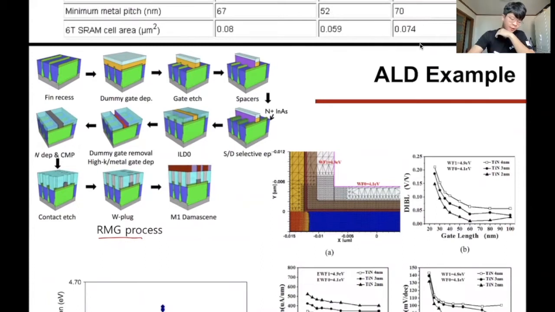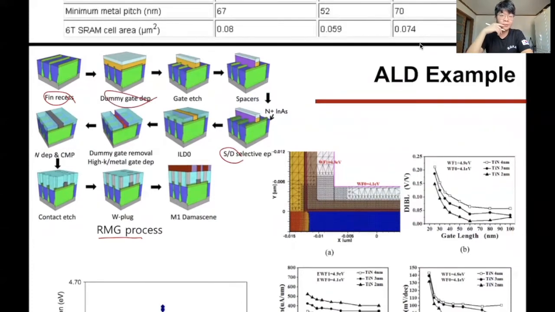After we shape the fins, we also deposit the gate, and then spacers. After we put the spacers, we grow the source and drain strain. After we etch the fin, we grow the source and drain epitaxially, and then we etch the dummy gate.